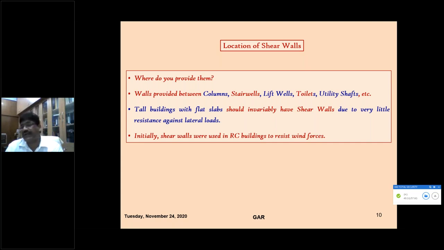Normally the shear walls can be accommodated between the columns. Columns and shear walls can act together. Then we have the staircases, and to support the staircases and also to utilize the space properly, the walls can be accommodated. And again, we have the lift. For the lift, again, you need to provide the columns and some other system.